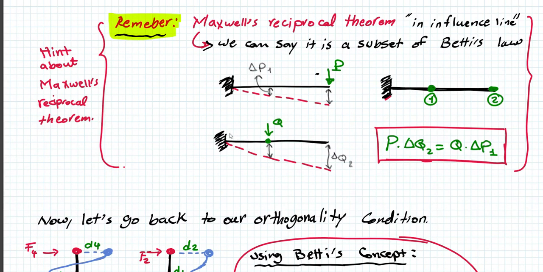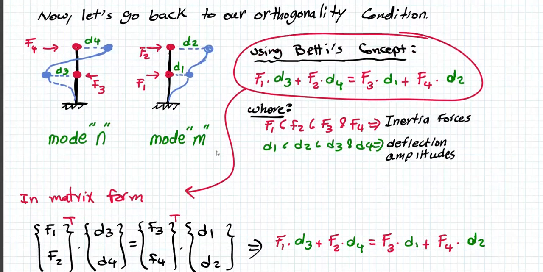Okay, now let's go back to the orthogonality condition. Do not lose the main thread that we already started before. In this case, we are going back again to our mode m and mode n, and we said that we have this equation. We understood this equation, mathematically, or physically at least, now.